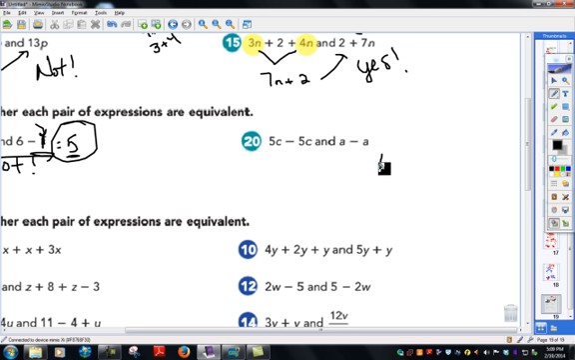These are absolutely equal. I don't even need to know c or a or anything to know that that's 0. Because if I have 5 cheetahs and I subtract 5 cheetahs, I got 0 cheetahs left. There's no cheetahs left at all. Over here, if I have an apple on my desk and I take away an apple, I now have 0. So yes, those are absolutely equivalent.